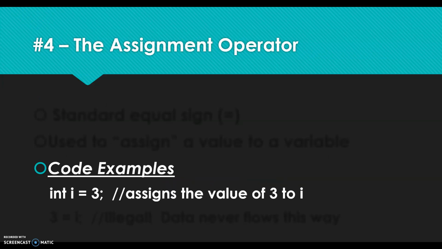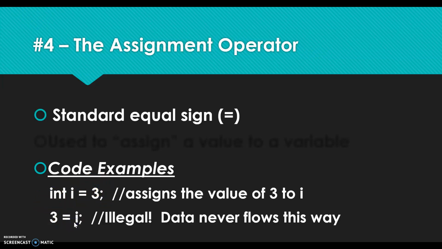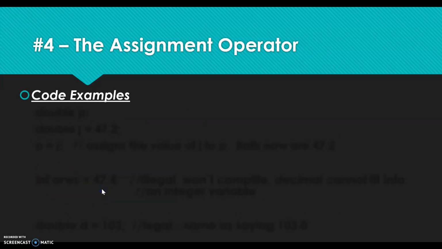When you use the assignment operator, the variable type and the variable that you want to use need to be on the left side. The value you are assigning to it needs to be on the right. You cannot switch it to 3 equals I. I know it works that way in math, but it doesn't work that way here. So the variable you're assigning to needs to be on the left side, and the value you want it to be equal to needs to be on the right side. So remember that.